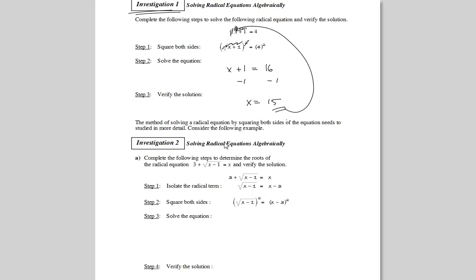Now in the second investigation, first of all, what's different between investigation 1 and investigation 2? Take a look at the difference. That's the difference. So over on example 1, the radical is isolated. But over here, you notice that the radical is not isolated. What's in the way? This plus 3 is in the way.